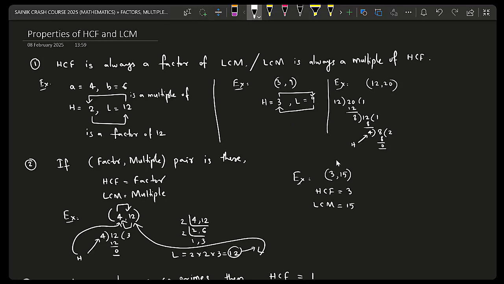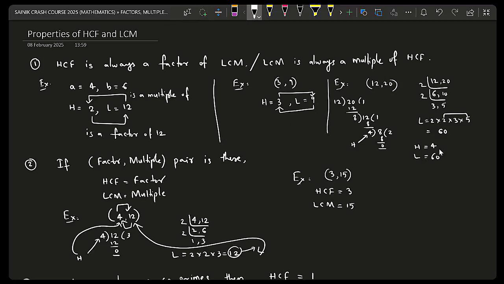4. Let us find the LCM through the common division method. 2 into 12 is 6, 2 into 20 is 10; 2 threes are 6, 2 fives are 10; 3 and 5 have no common factors, so we can stop. LCM is 2 into 2 into 3 into 5, which is 60, right? Writing again, HCF we got 4 and LCM we got 60.